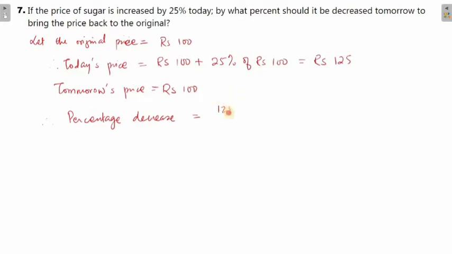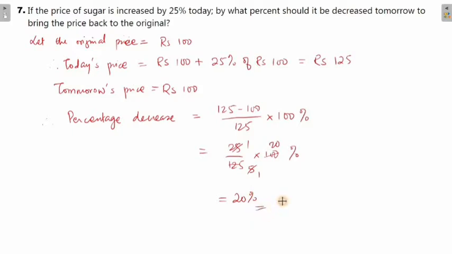So we write 125 minus 100. And what is today's price? That will come in the denominator. Today's price is 125. And since you are finding percentage, you have to multiply by 100. So 125 minus 100 is 25, divided by 125, into 100%, right? So 25 ones are 25, 25 fives are 125, 5 ones are 5, 5 twenties are 100. So that's why your percentage decrease has to be 20%. Simple. Pause the video and note down your solution.